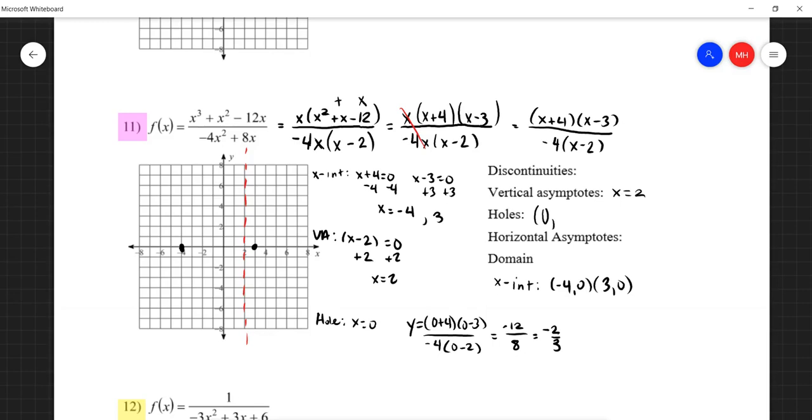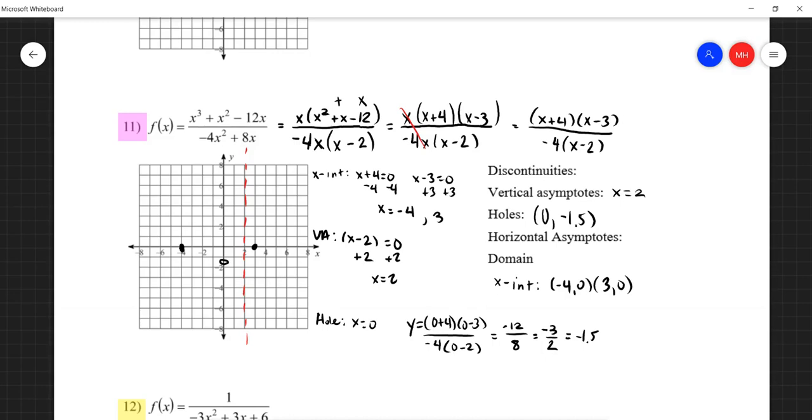Not that one. Sorry, if I simplify by 4, it should get me negative 3/2, which is negative 1.5. So there is our y value. For the hole, I'm going to find 0 and then negative 1.5, and I'm going to put my open circle.